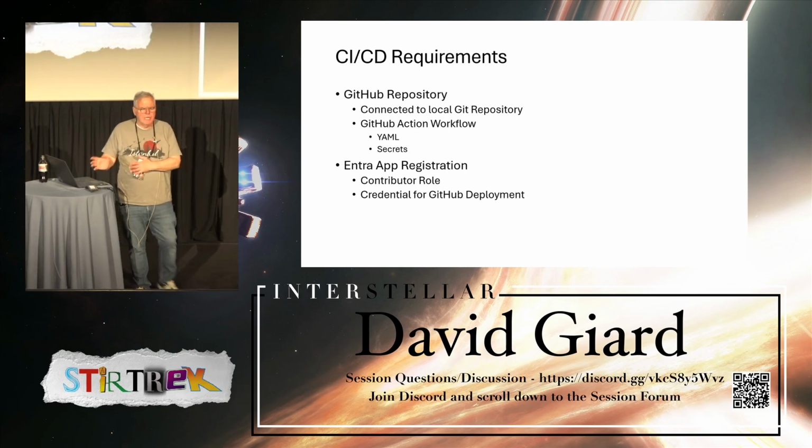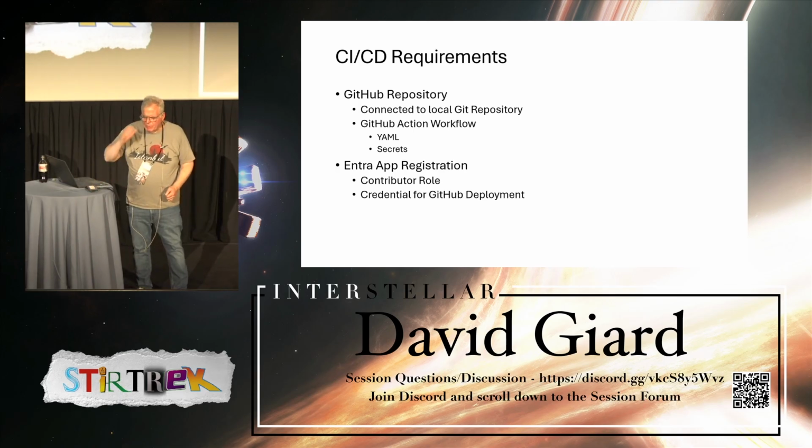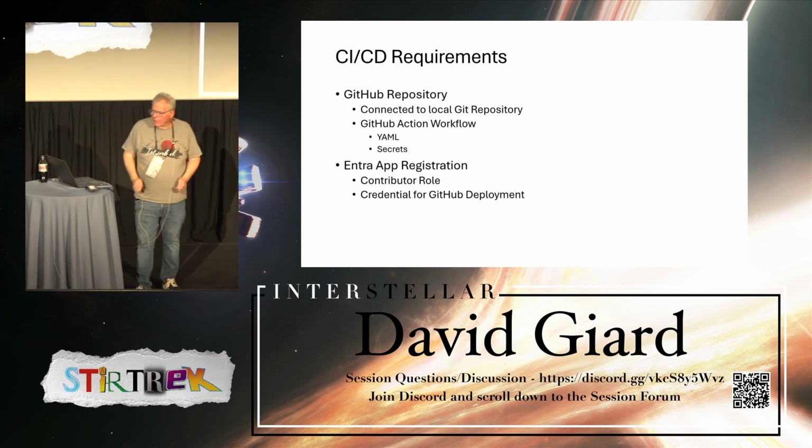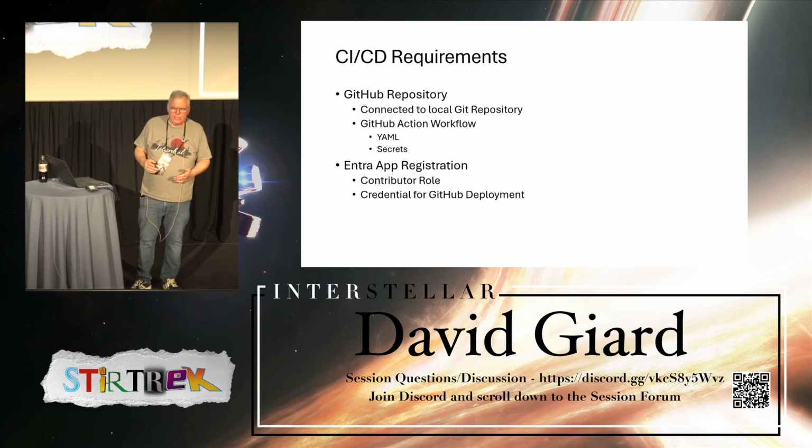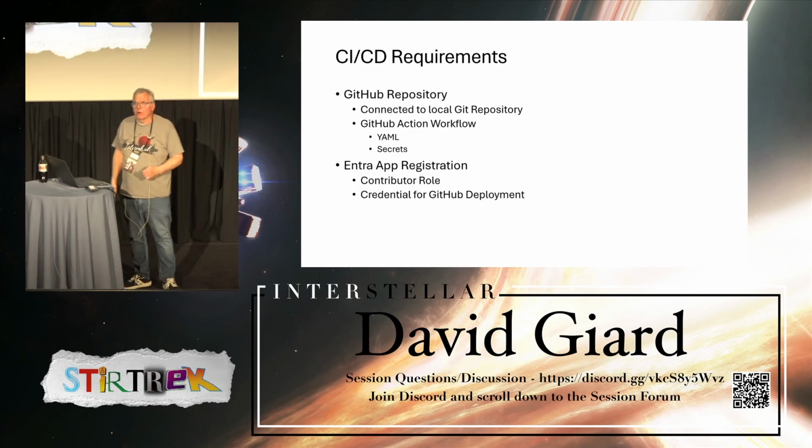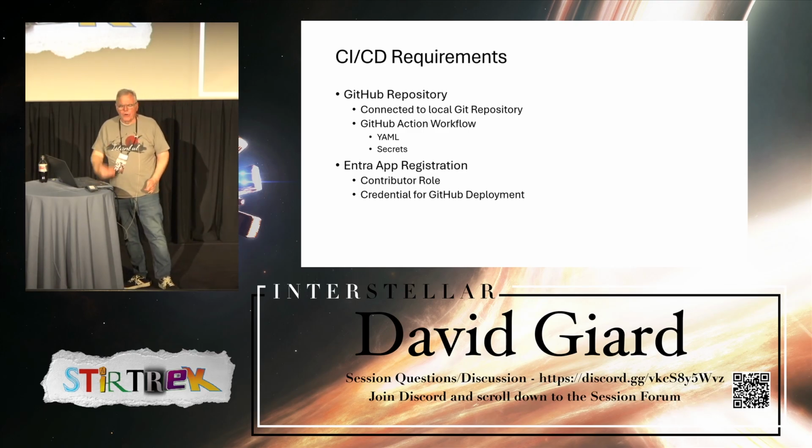I'm going to show, there's a couple different tools for doing CI/CD. I'm going to focus on GitHub, a very popular tool. And GitHub has a thing called Actions. The way you create a GitHub Action is with a YAML file. YAML is just a format, it's called yet another markup language. And in there are the steps.